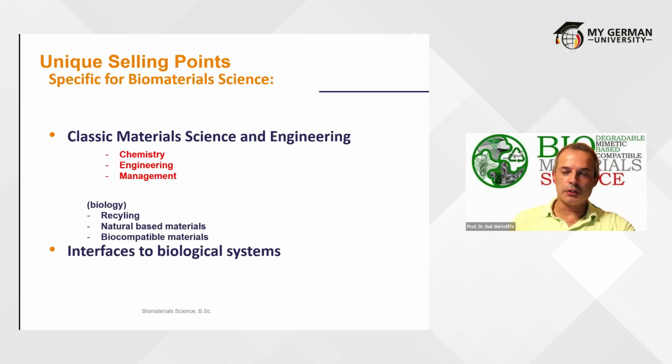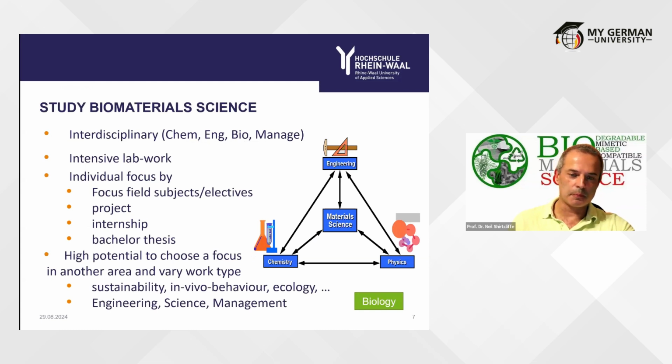Then we have the biology bit, which is the recycling of materials, biodegradation, naturally based materials, biocompatible materials, and interfaces to biological systems. So that's what happens when you put your material into biology. This is typically what one would expect material science to be, a combination of engineering, physics, and chemistry. And in our case, we are adding biology to it. So if we consider it as a tetrahedron with material science in the middle, it's biology, engineering, chemistry, and physics.